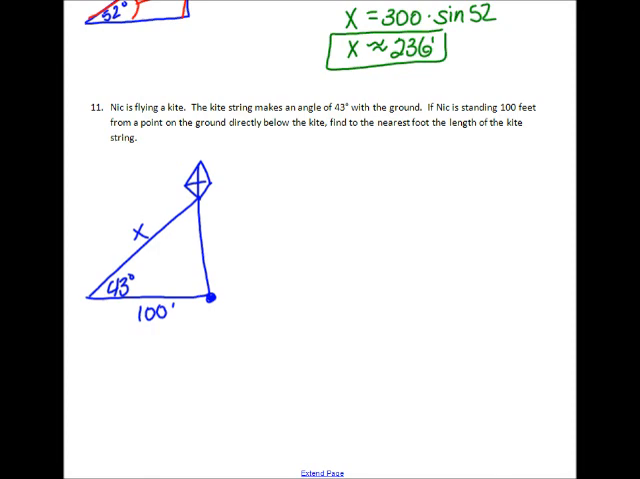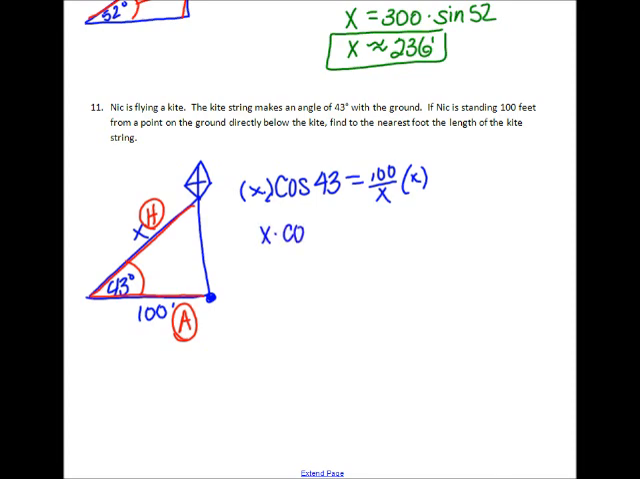So if we write this out, we're looking at this angle, and we want to talk about this side and this side. The x would be my hypotenuse, and the 100 would be my adjacent. So if I set that up, it is going to use cosine. Cosine of 43 equals adjacent 100 over hypotenuse x. Now this is one of those harder ones, so you have to multiply both sides by x. Then x times cosine of 43 equals 100. Now I'm going to divide both sides by cosine of 43.